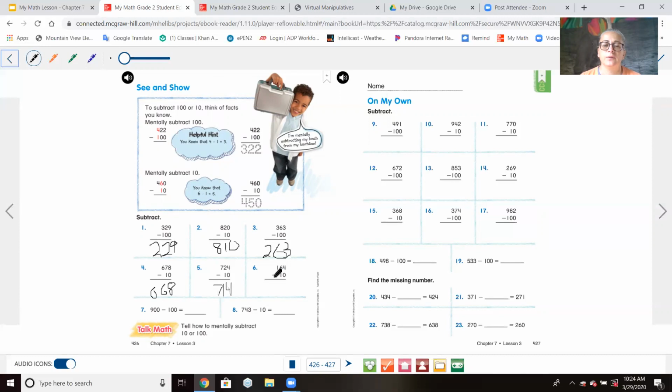Here's 164 minus 10. 4 minus 0 remains the same. 6 minus 1, there's where we're making the change, is 5. And 1 minus nothing is like 1 minus 0. So 164 minus 10 is 154.